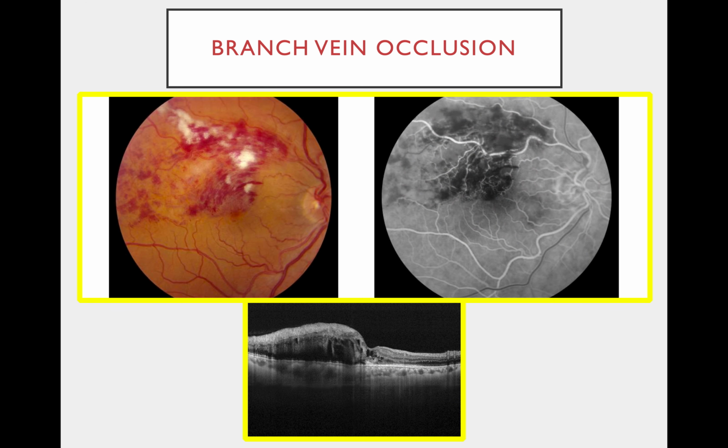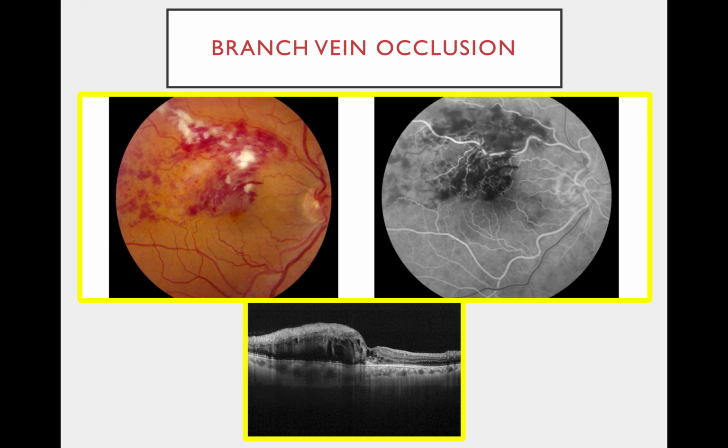Here's a picture of a branch vein occlusion. You see there's a clear obstruction of this superior vein, and it leads to blood, and the white spots are actually what are called cotton wool spots, which are little infarcts of the nerve fiber layer.